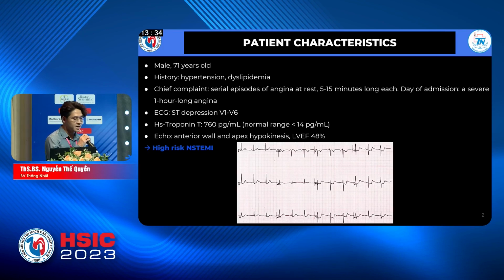At the ED, the ECG showed an ST depression from V1 to V6, as we can see. And the high sensitive troponin T level was 760 picogram per ml. And the echo showed an anterior wall and apex hypokinesis, with the LVEF being 48%. So with all of the information, the patient was diagnosed with a high-risk non-ST elevation MI, and therefore was indicated to perform a coronary angiogram.